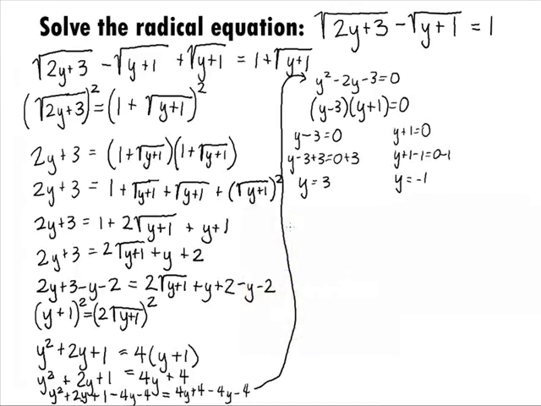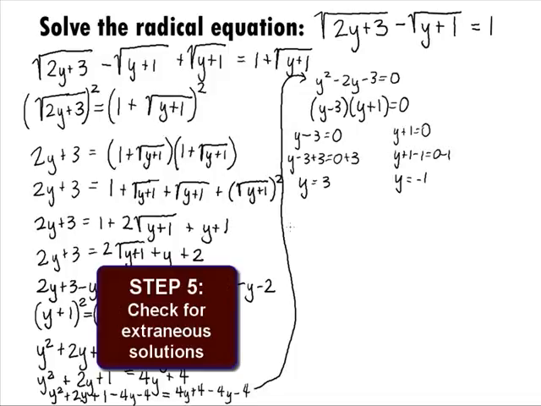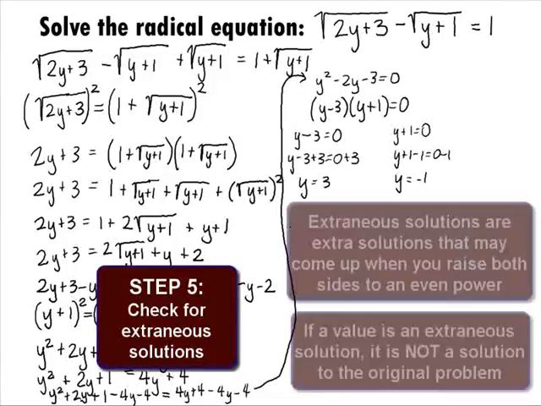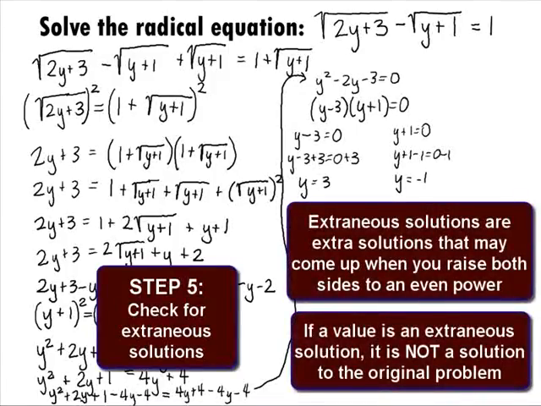Even though we found 2 values for y, we are not done yet. In step 5, we want to check for extraneous solutions. When solving radical equations, extra solutions may come up when you raise both sides to an even power. These extra solutions are called extraneous solutions. If a value is an extraneous solution, it is not a solution to the original problem.